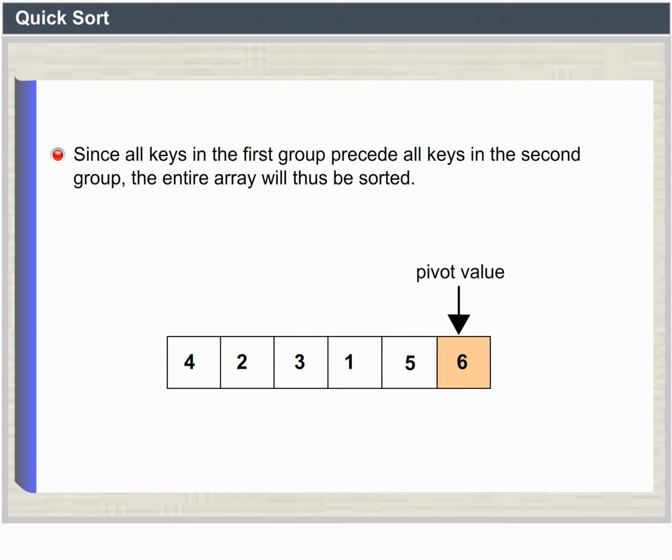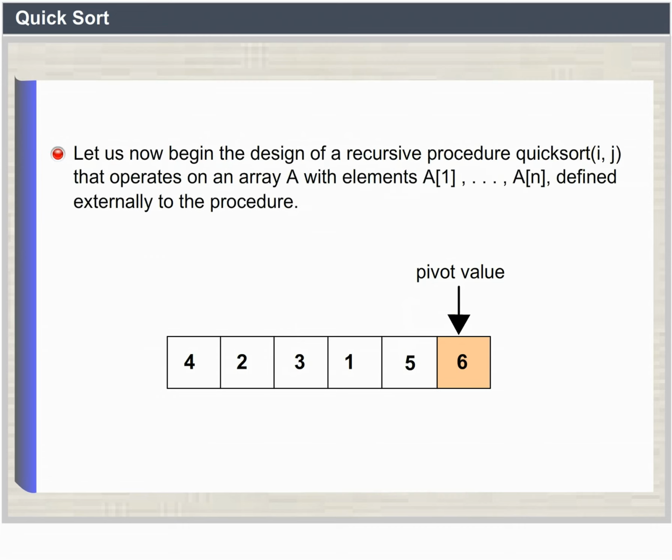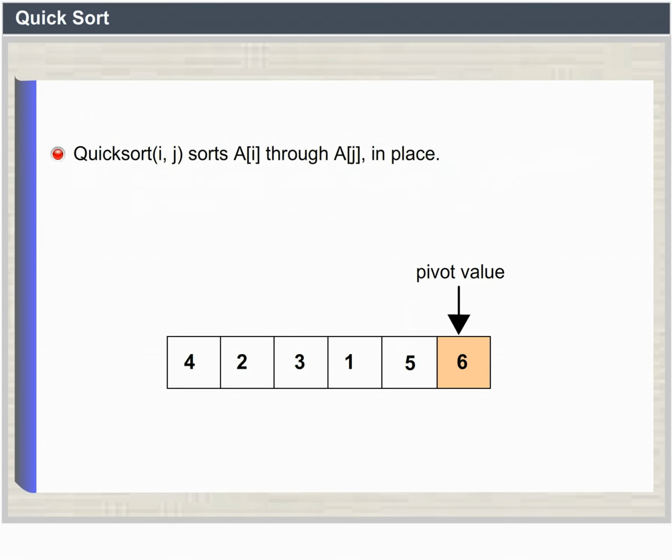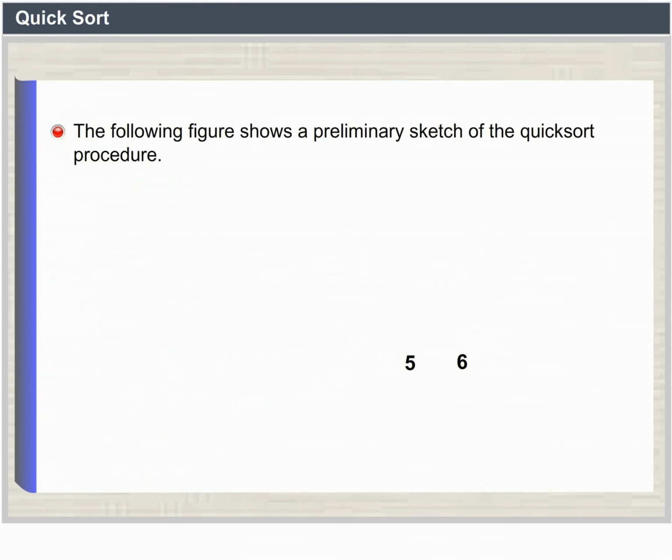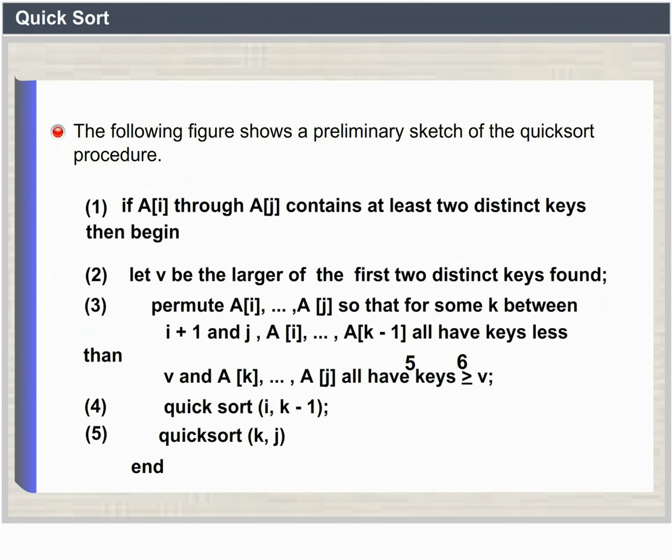Let us now begin the design of a recursive procedure quicksort of i, j that operates on an array A with elements A of 1 to A of n defined externally to the procedure. Quicksort of i, j sorts A of i through A of j in place. The following figure shows a preliminary sketch of the quicksort procedure.